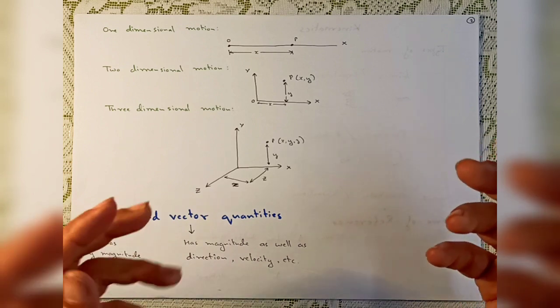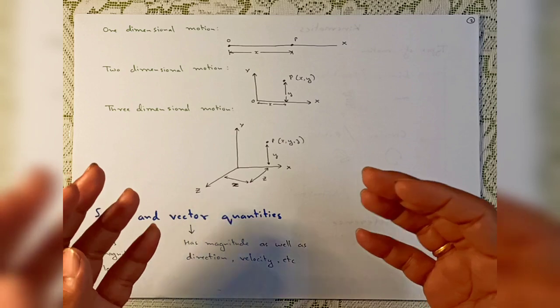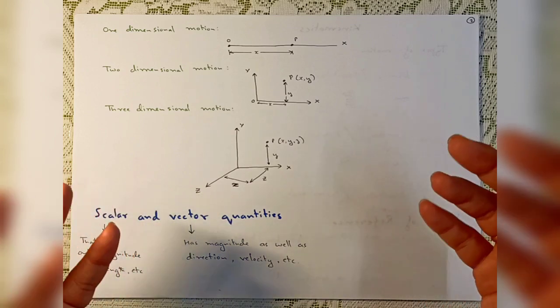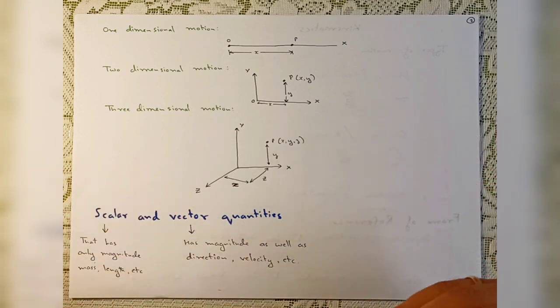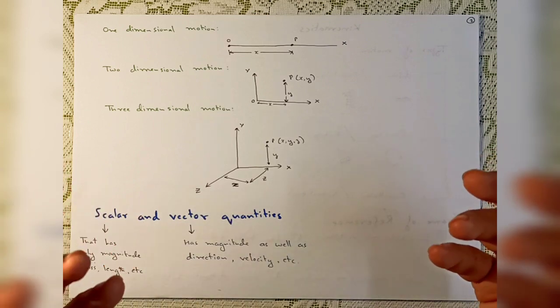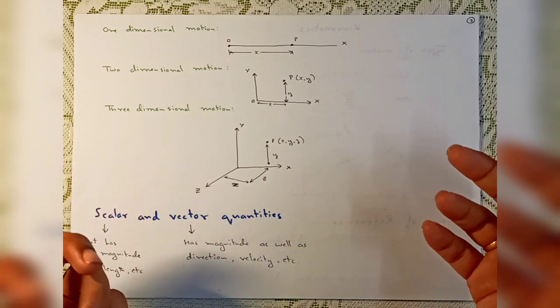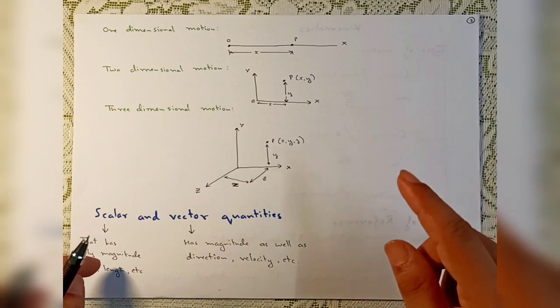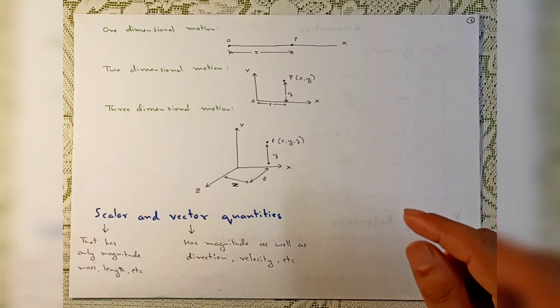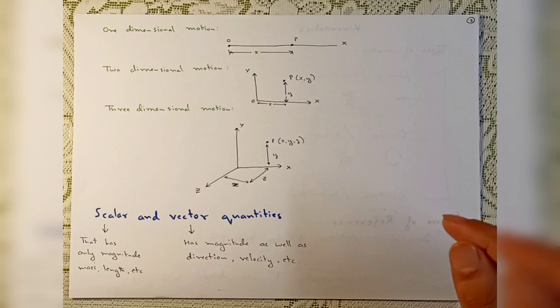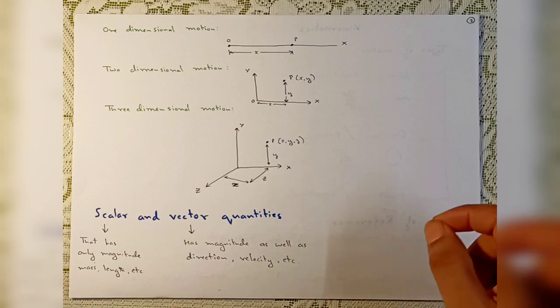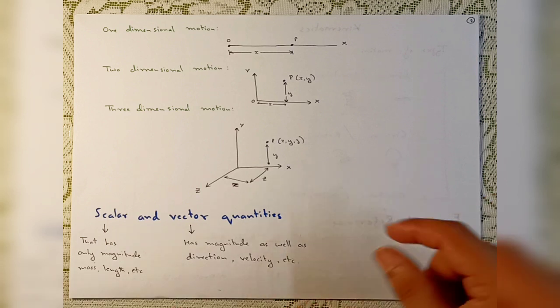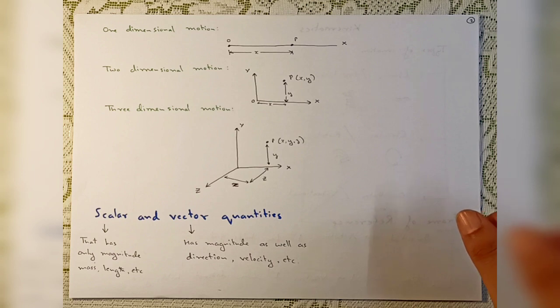Here, in case of speed, we ask how much is the speed. In case of velocity, we ask how much is the velocity as well as what is the direction of the velocity. So quantities that deal only with numbers are the ones that come under scalar, whereas quantities that deal with numbers as well as directions are the ones that come under vector quantities.